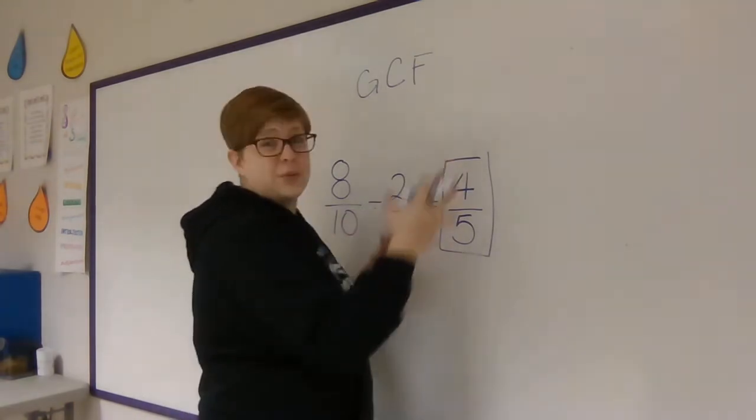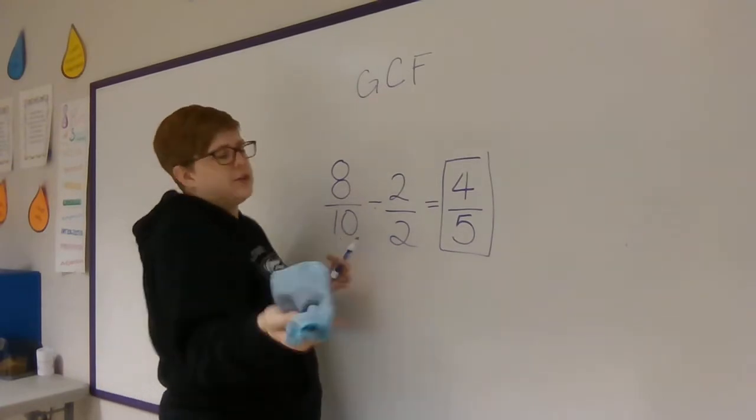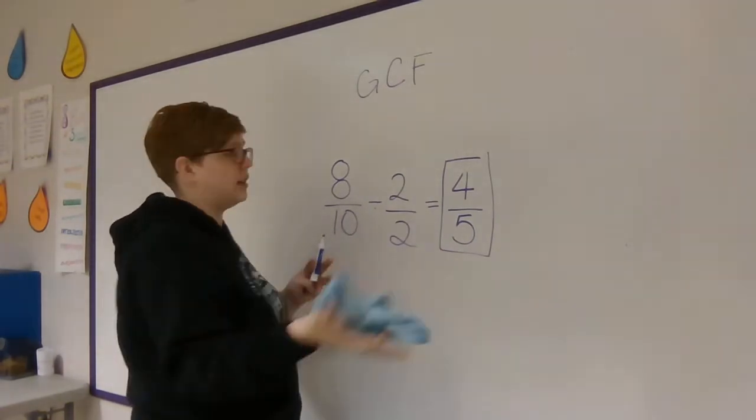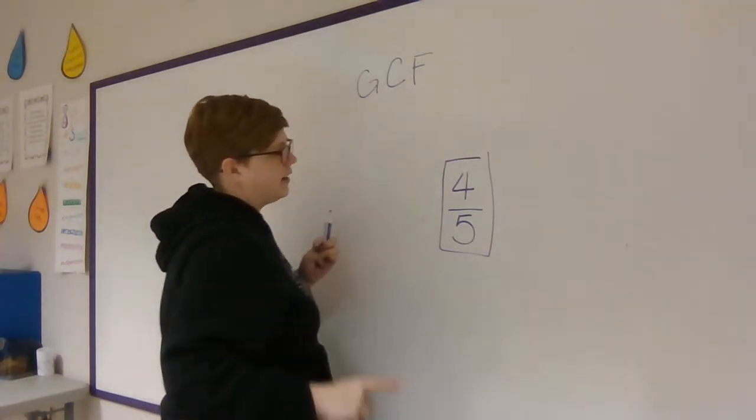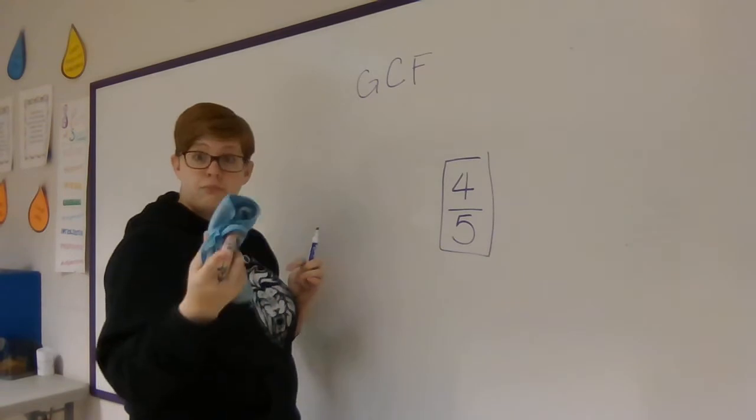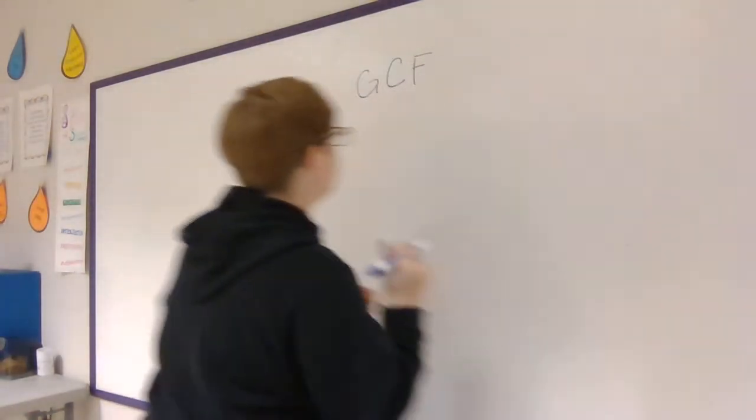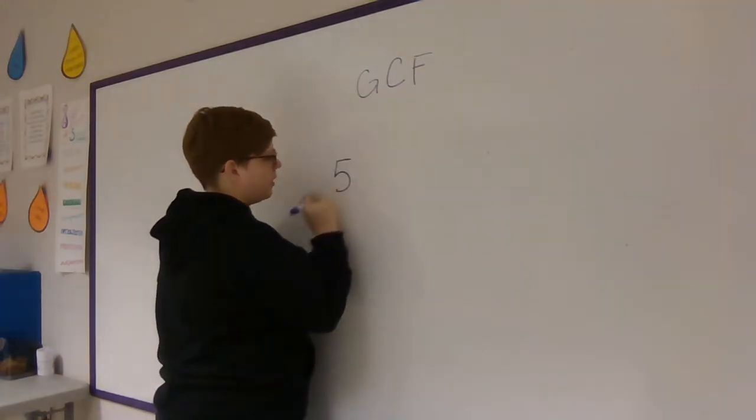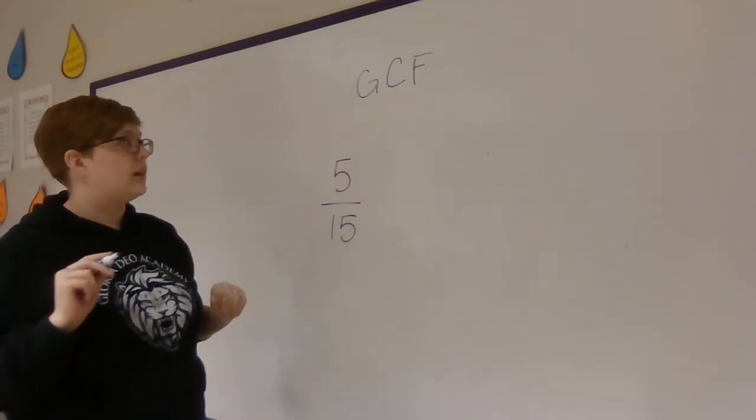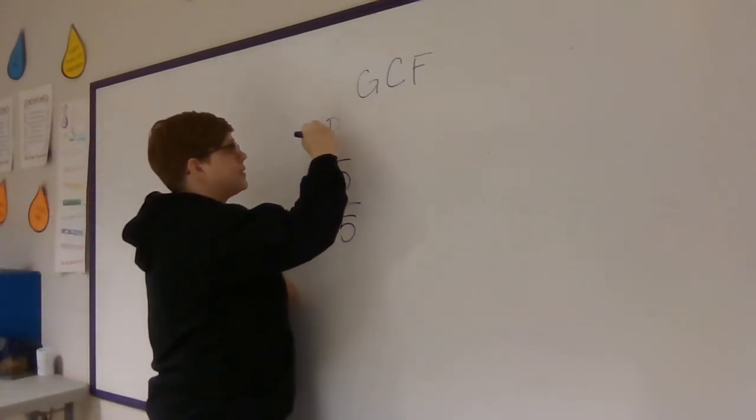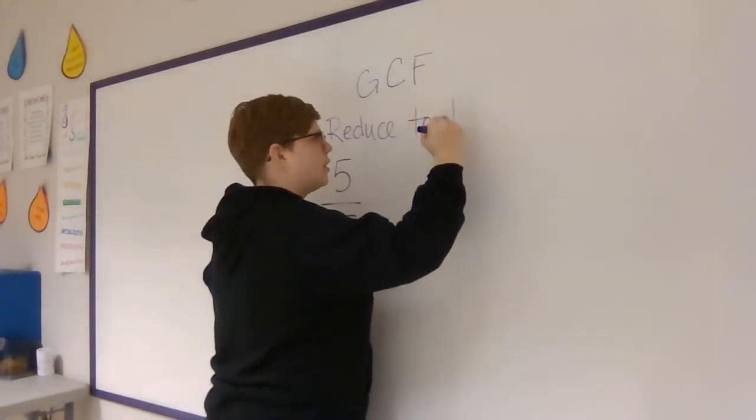There are no other numbers in both 4 and 5 that I can divide evenly for both. I could divide by 1, but it would still be the same, right? Because 4 divided by 1 would be 4, 5 divided by 1 would still be 5, so it wouldn't change the fraction. This is the lowest term that I can get for that fraction. Let's do another one. What about 5/15? In my math book, it says reduce to lowest terms.